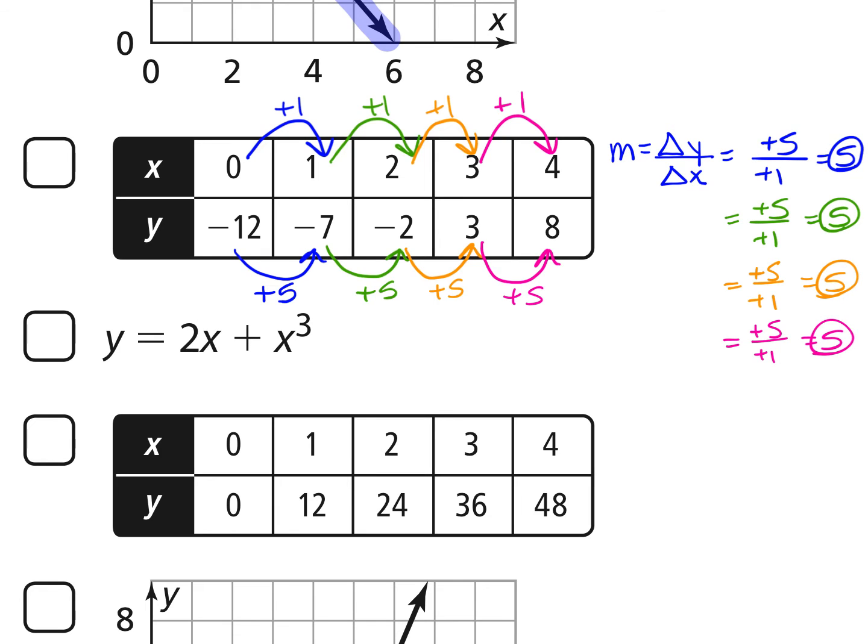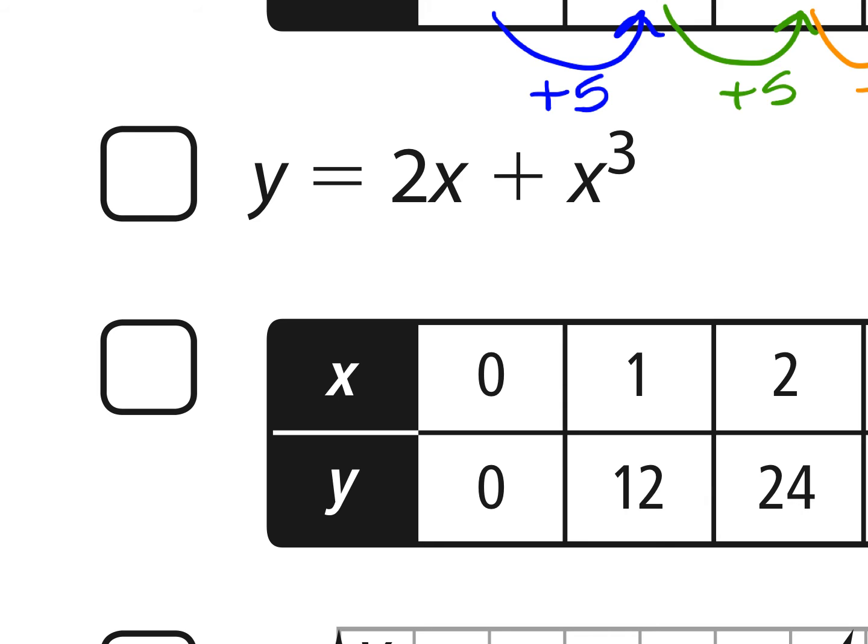So notice that the rate of change in every one of these, 5, 5, 5, and 5, is the same. So it is a constant rate of change, which tells us that it is linear. That's just a fact. The slope is the same, so we're talking about a straight line. So this one is linear, so we move on. Our next choice, y equals 2x plus x cubed, we have x raised to a power. This has got an x to an exponent other than 1. That makes this nonlinear. So we would mark this answer choice.